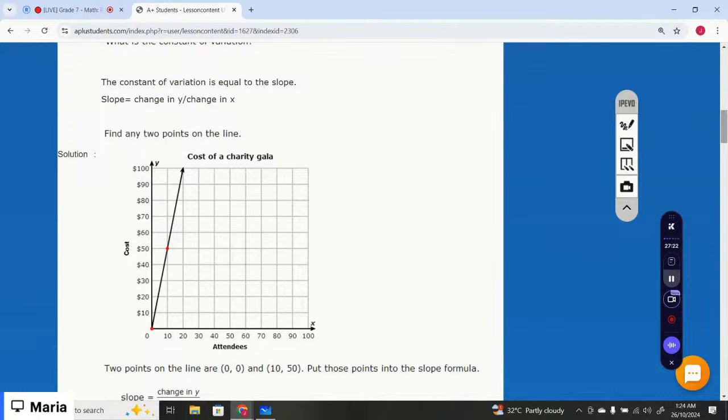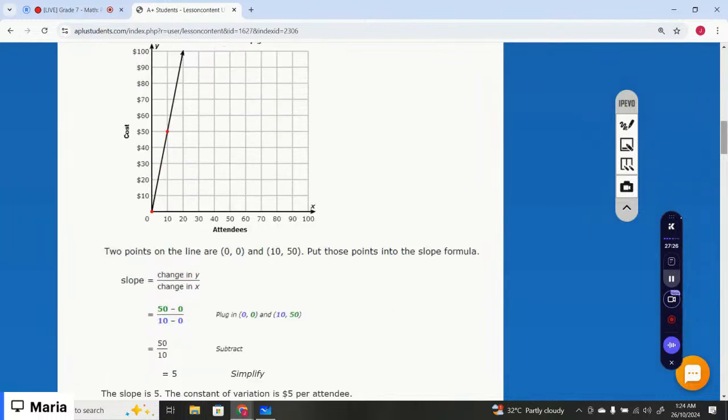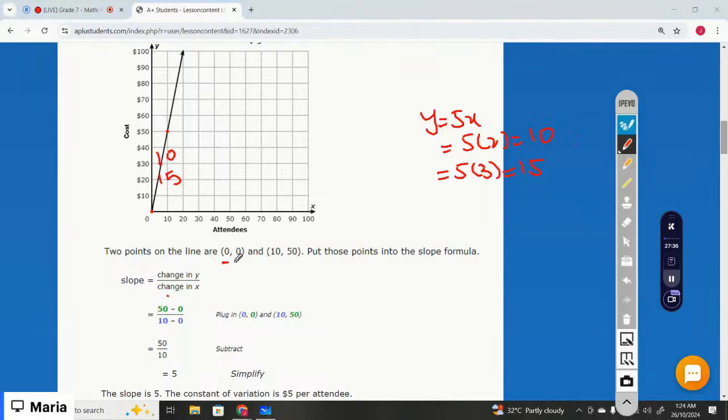So you can select any 2 points on the graph and calculate change in y divided by change in x, right? Like here you have a point 0, 0 on the graph and here you have another point that is 10 and 50. So use these coordinates and find the slope, that is 0, 0, 10, 50. So you have to calculate change in y divided by change in x. So y is 50 minus 0 and x is 10 minus 0. So that means the slope or the constant of variation is 5. Got it?